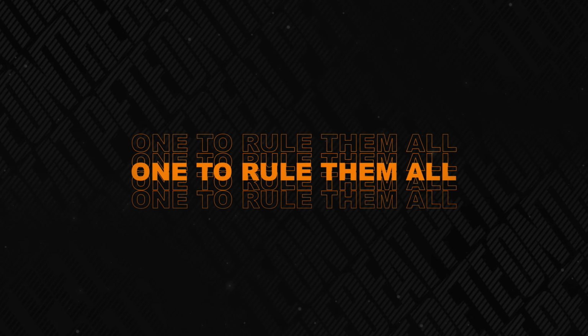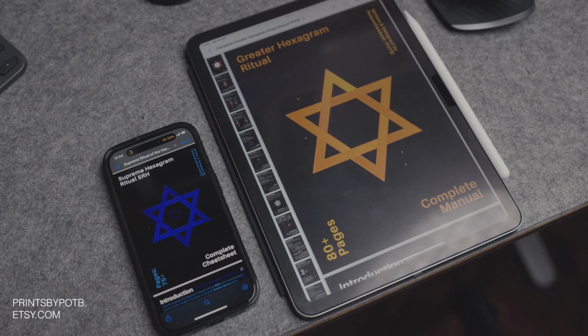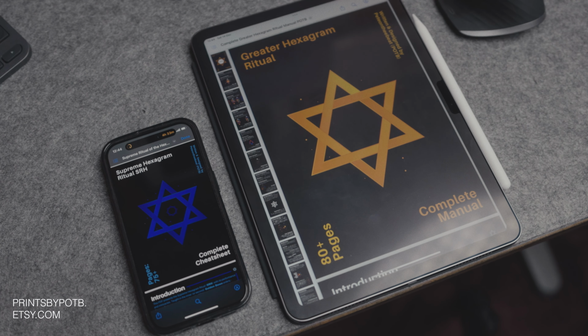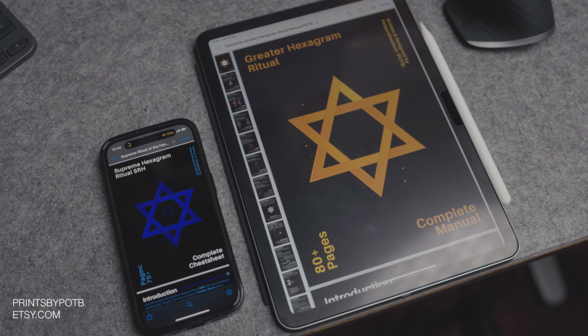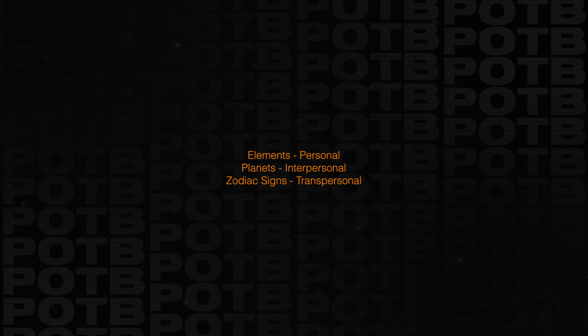Want to rule them all? Okay, but why is this important? As discussed in another video, an advantage of the Greater over the Supreme Hexagram is working with the planets and signs' dual nature, making yours unicursal opens it for the elements. As metaphysical concepts, the elements, planets, and signs are attributed to different aspects of consciousness: personal, interpersonal, and transpersonal.